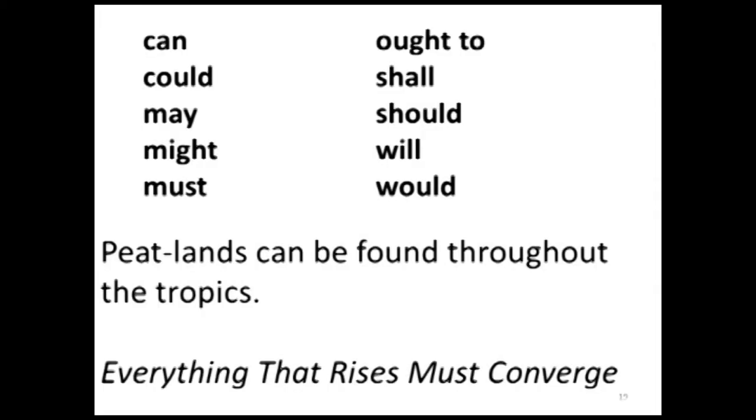Here is an example of a modal sentence. Peatlands can be found throughout the tropics. Here's another one. Everything that rises must converge. The subject here is the clause, everything that rises. It's a noun phrase, and it has a clause inside it. The main verb in this sentence, though, is the modal must. And converge is a lexical verb that is the complement of the modal must.